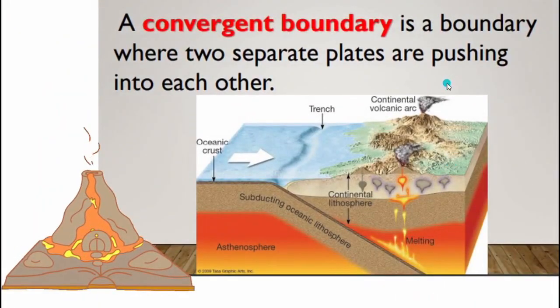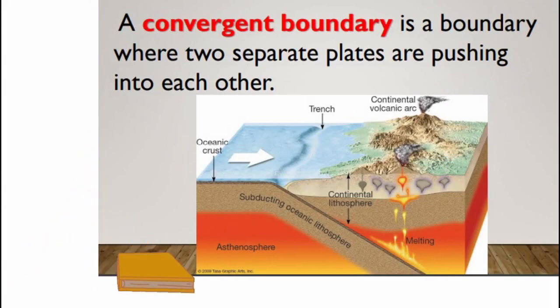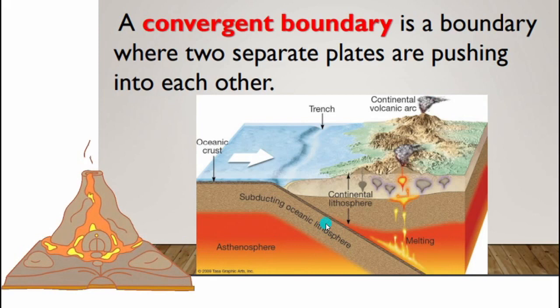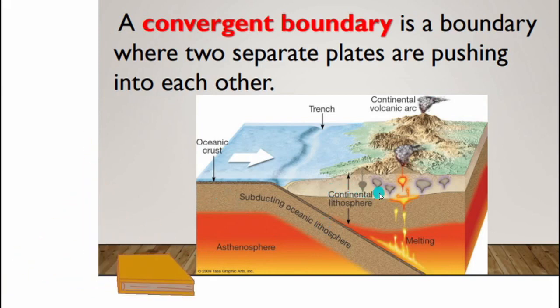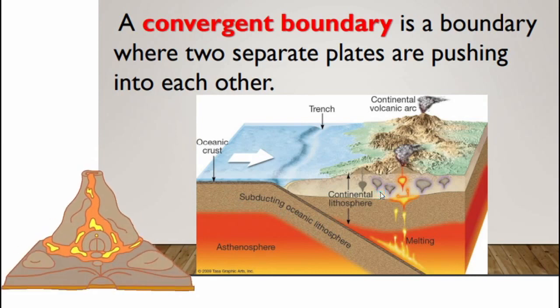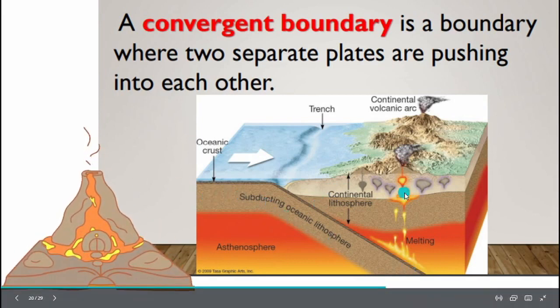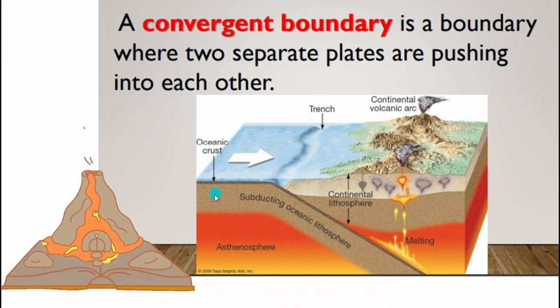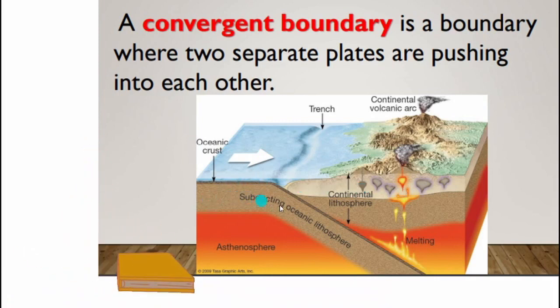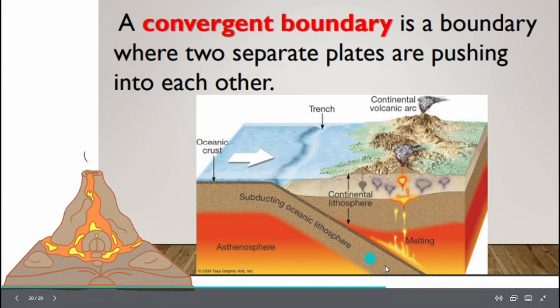A convergent boundary is a boundary where two separate plates are pushing into each other. For example, there is an oceanic crust and continental crust that are moving towards each other. The denser crust will go beneath the less dense crust. So the oceanic crust will subduct, or go beneath, the continental crust.